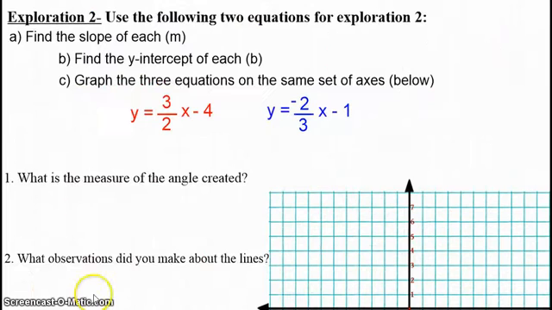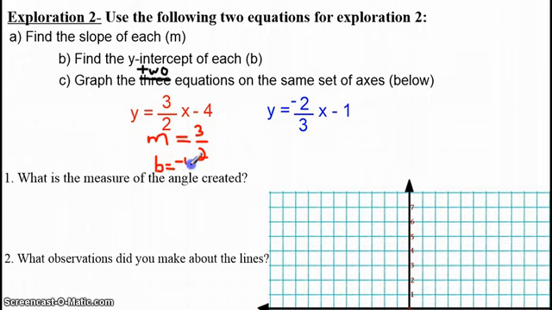Okay, so for exploration number 2, we're going to use the following 2 equations below. Y equals 3 halves x minus 4, and y equals negative 2/3 x minus 1. And for each, we're going to find the slope, the y-intercept, and then graph the two. So again, our two equations are already in y equals mx plus b form. So we could go right ahead and state our slope is 3 over 2. And our b, our y-intercept, is going to be negative 4.